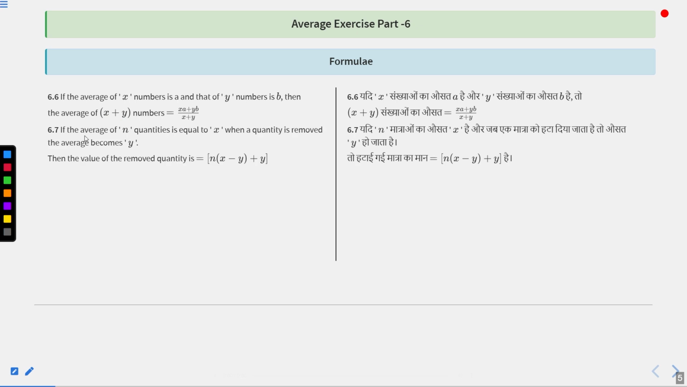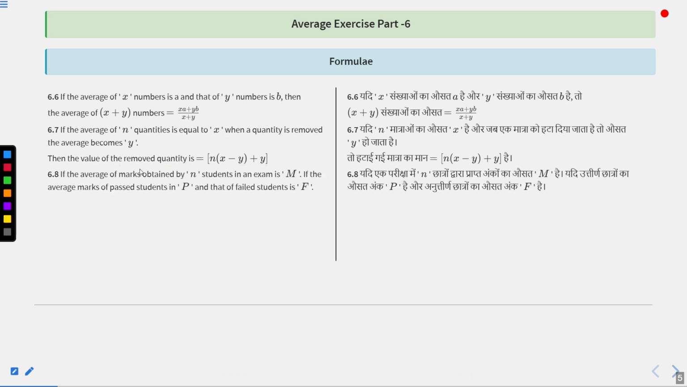Next, the average of n quantities is equal to x. When a quantity is removed, the average becomes y. So what will be the value of the removed quantity? It is n into (x minus y) plus y. We get the value of the removed quantity.